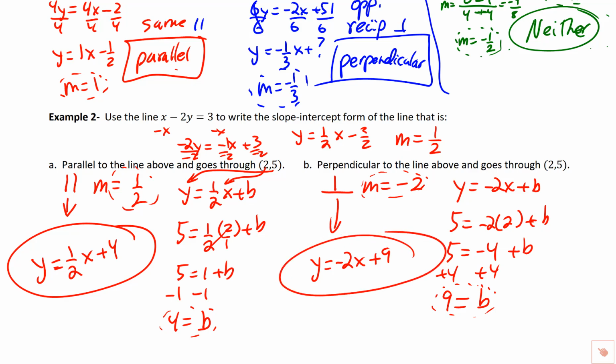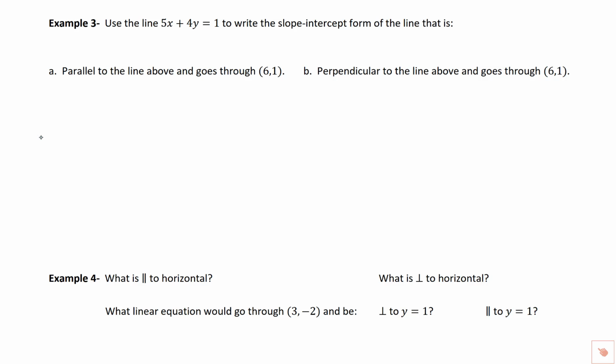Okay, so we got 2 answers off that. So let's take a look at the backside. If we take a look at the backside, we'll notice that on this problem we've got a different equation. We want to write the answers in slope-intercept form. We want one parallel to that line that goes through that point, and one perpendicular to that line that goes through that same point. So let's take a look here. We've got to figure out what the slope is. So again, we're going to move the x to the other side. So this is going to be 4y equals negative 5x plus 1.